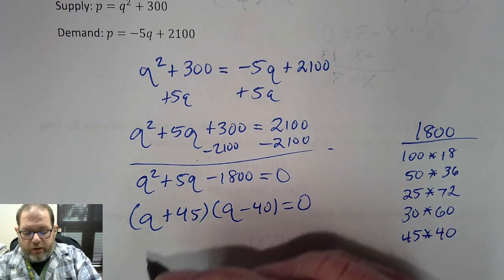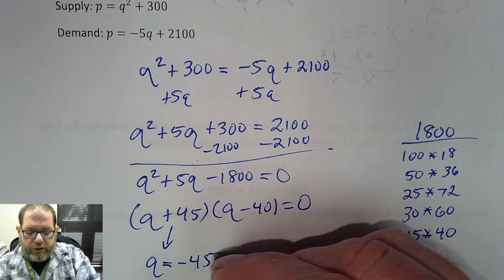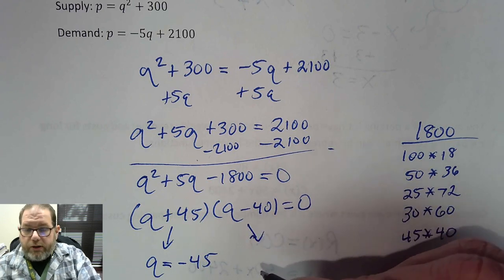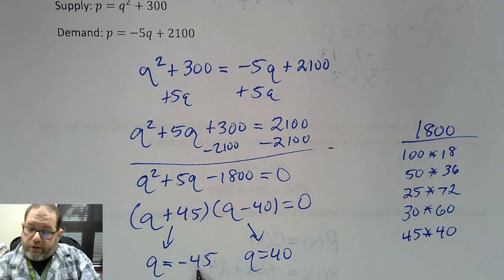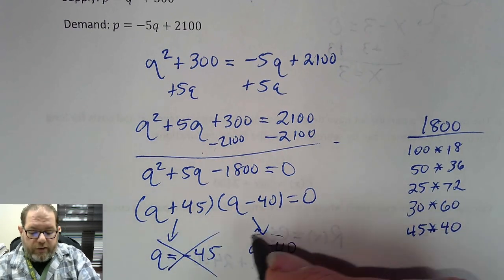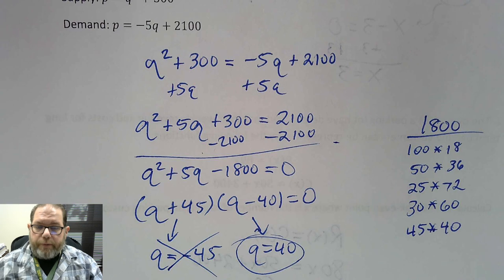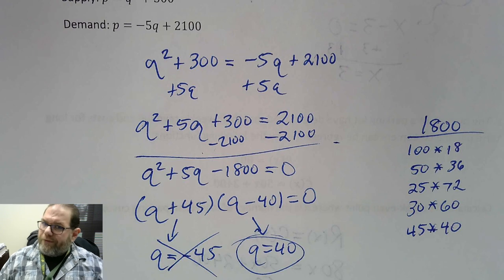Anyway, the point is here we get two possible solutions for equilibrium, and Q is quantity in this case. So either we can produce negative 45 items to break even or have equilibrium, or we can produce 40 items and have equilibrium. It's unrealistic to have a negative answer, and so that just leaves us with Q equals 40. So we know that it takes 40. 40 is our equilibrium quantity for supply and demand, so that gives us a best case scenario.